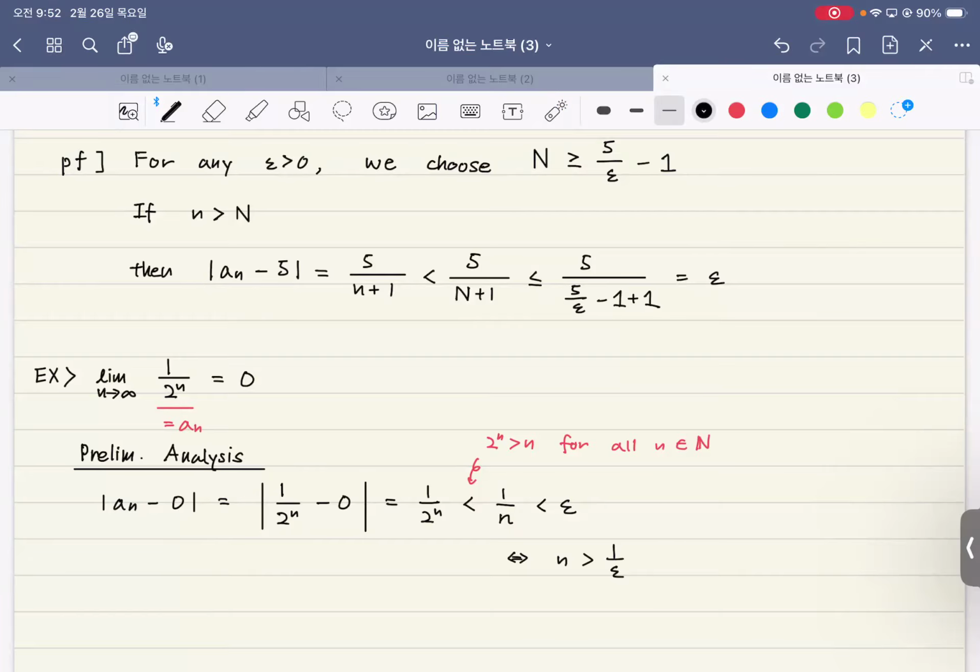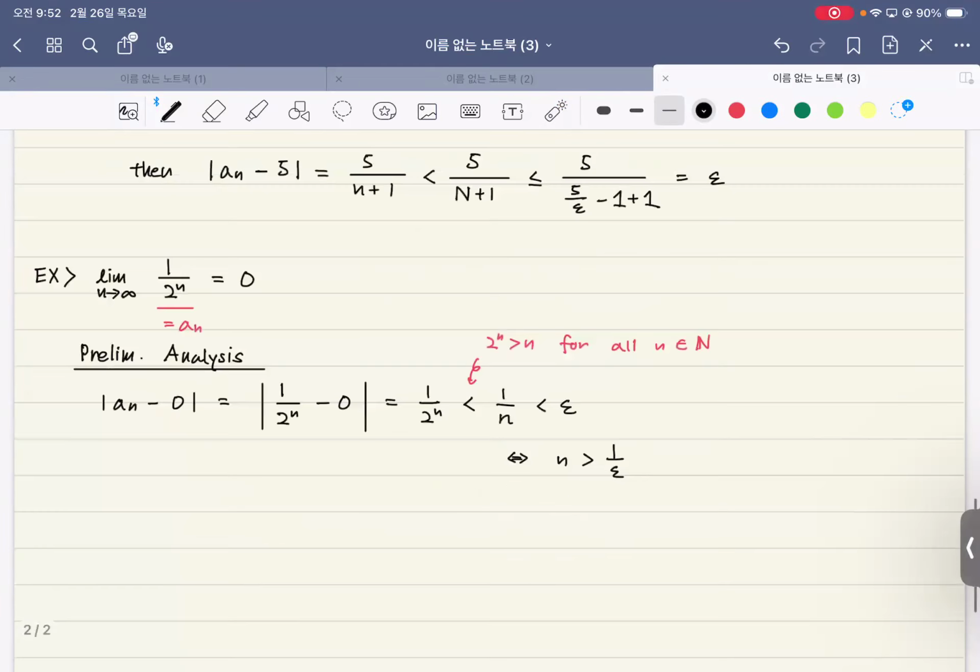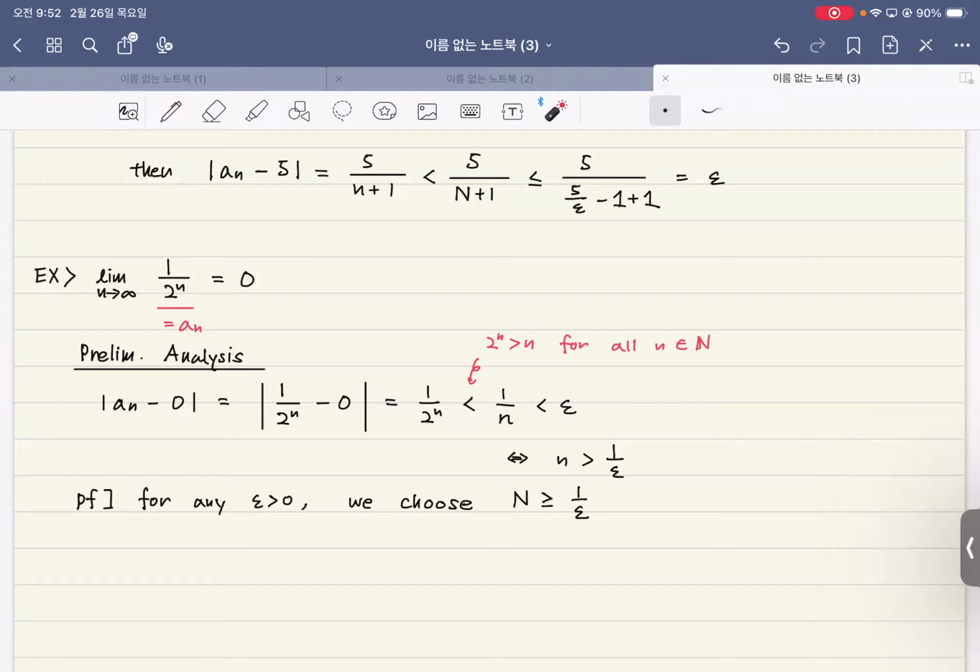Now I will give you the formal proof of the exercise. For any epsilon, we choose our N to be any number greater than 1 over epsilon. Now I need to show that if any integer small n is greater than this number, then a_n minus 0 must be less than epsilon. So if the index n is greater than large N, then a_n minus the limit of the sequence is 1 over 2 to the power of n.